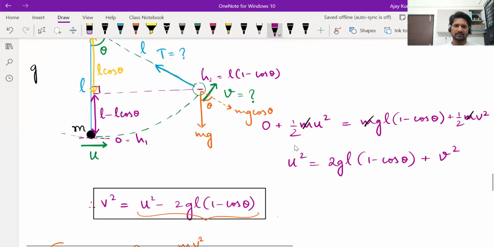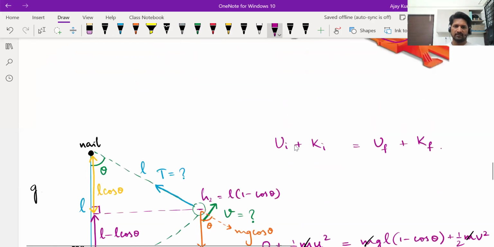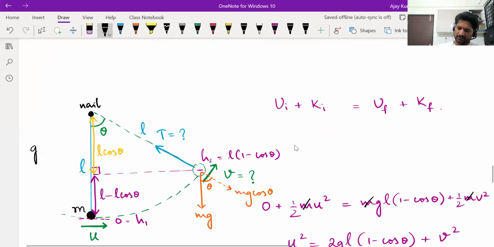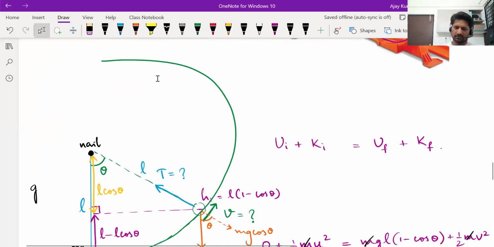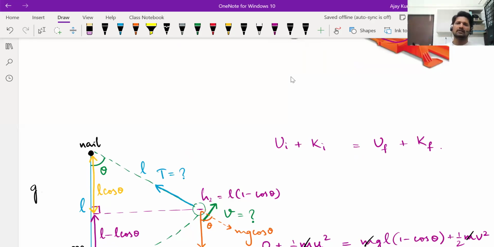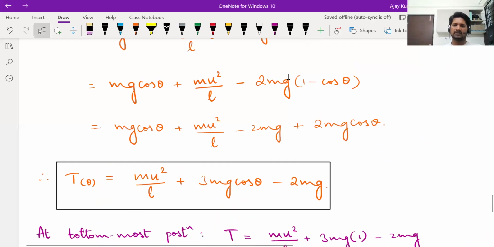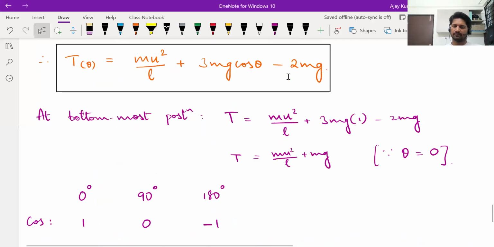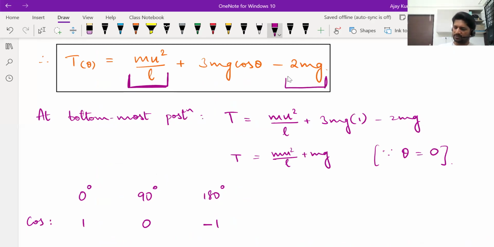Okay. And in the situation that we are discussing, 180 degrees is the point where the bob is at the highest position in the circle. Okay, topmost position of the circle, rough diagram. That means as the bob rises, tension keeps on decreasing. That is what the equation suggests. Because the other terms in this tension equation are fixed. Mu square by L depends on the speed with which you project it. Mg is the weight of the object.